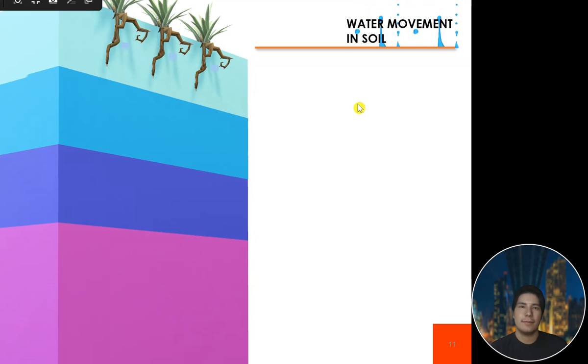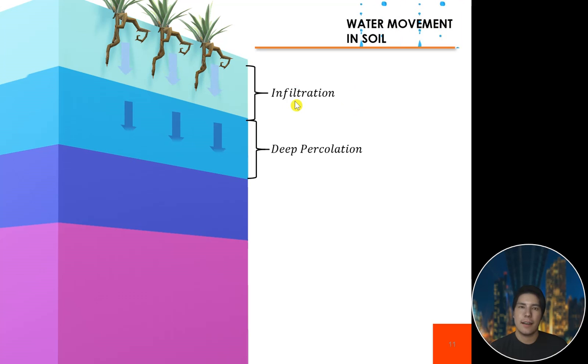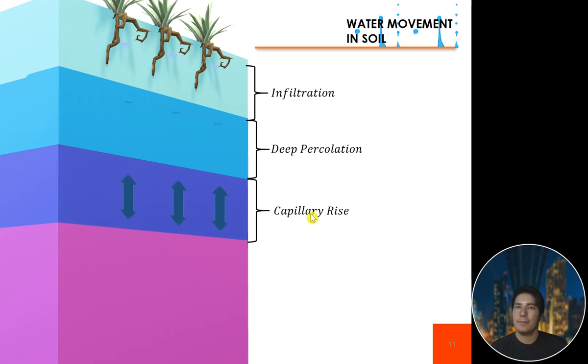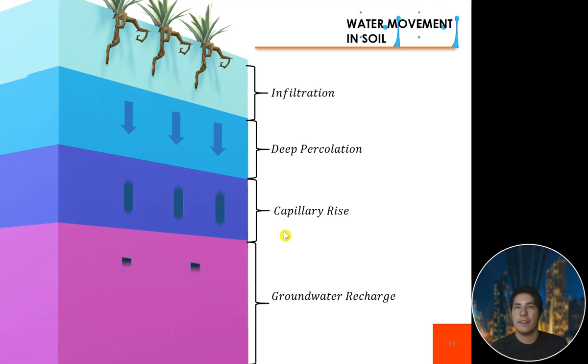Okay, so ayan. So makikita natin yung infiltration during rainfall. So yung water from rain seeps through our soil, no? So we call it infiltration. And after that, we call it deep percolation. Okay. And then we have this capillary action, or the capillary rise. And we have this groundwater recharge.